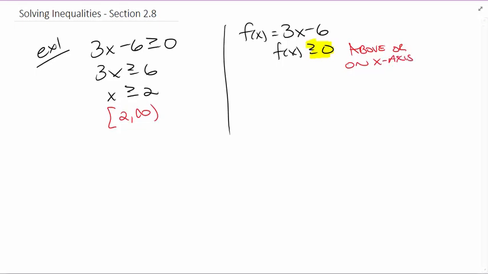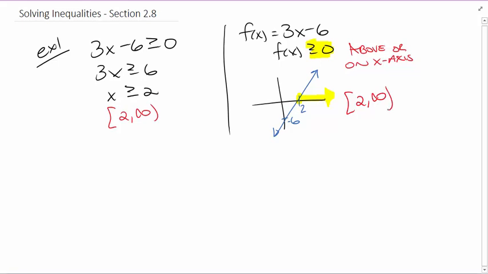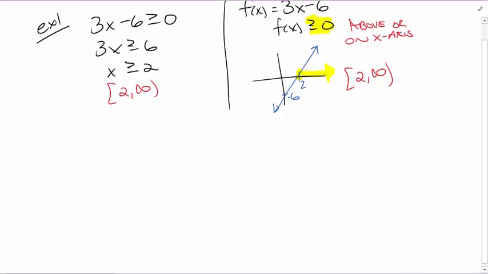To do this, we would look at the image of this graph. This graph is a linear function with a y-intercept of -6, a slope of 3. So we're going to cross the x-axis at 2. And here what we would be looking for is above or on the x-axis. We're on the x-axis at 2, and then we're above the x-axis from 2 out. We would say our solutions would lie from 2 to infinity. We're going to hold on to that as we move forward with our future problems.